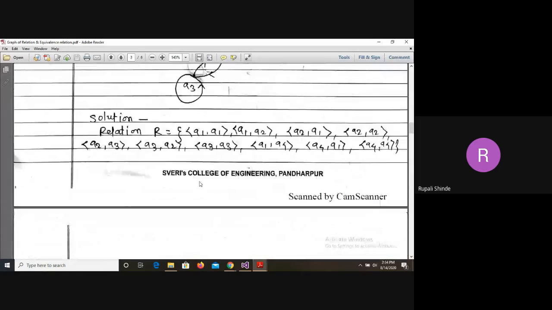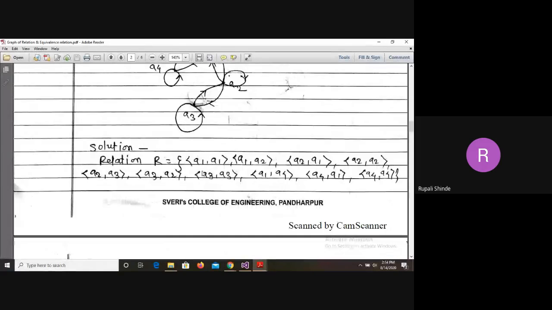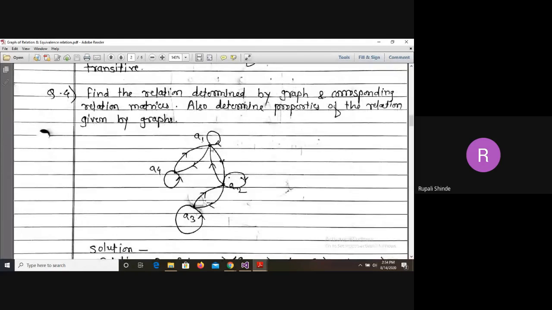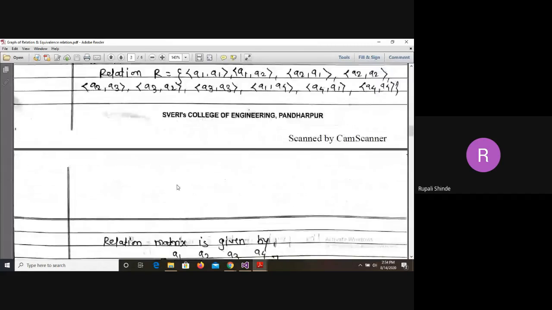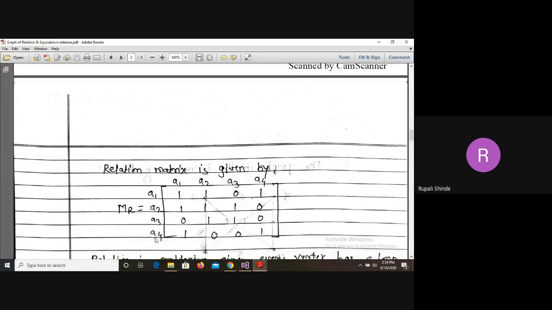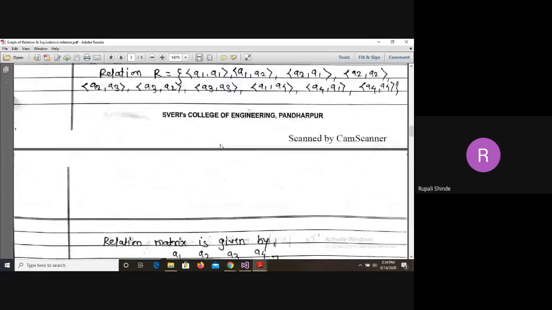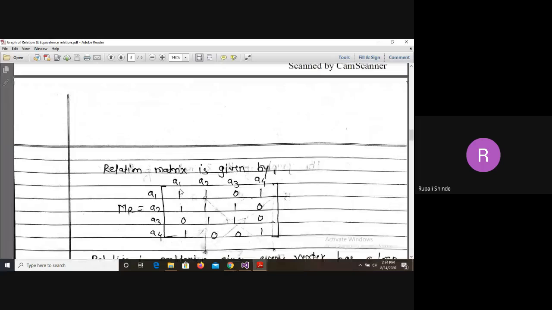Now next, we have to represent the relation with the help of a matrix. This matrix will be of order 4 by 4 because there are 4 elements A1, A2, A3, A4. So again A1, A2, A3, A4. For the order pair A1, A1, we represent it as 1. A1, A2 is also present, so we mark 1. A1, A4 is also present.